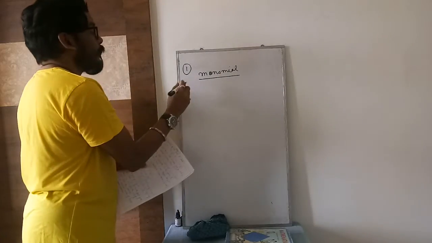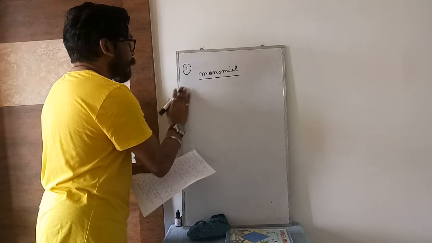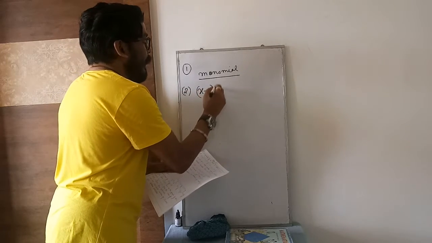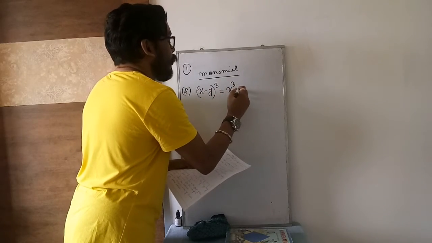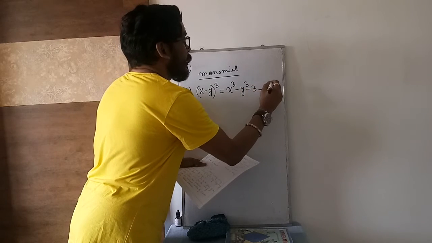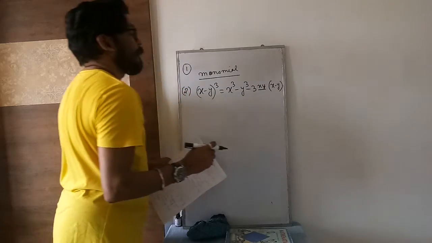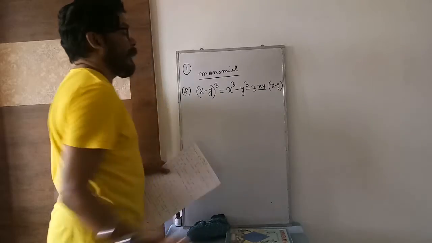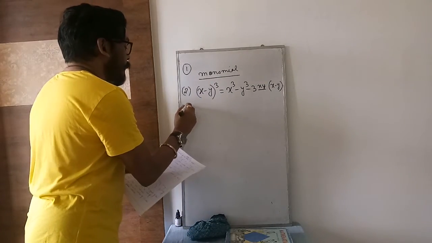Okay, it is monomial. Question number 2: (x minus y) whole cube equals x cube minus y cube minus 3 dash, given x minus y. In the dash it will be xy. So x cube minus y cube minus 3xy(x minus y). This is the formula only.